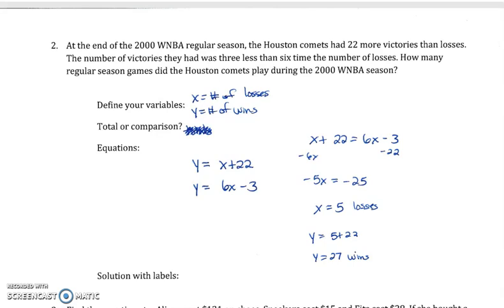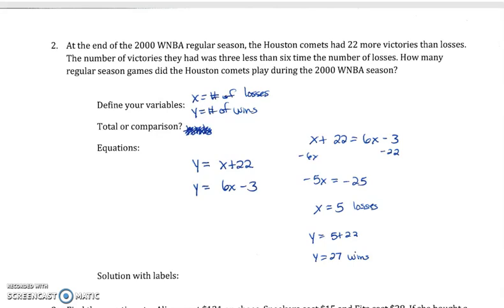In theory, you could go ahead and graph this one, although you'd have to graph all the way up to a 22 on your y-axis, which is a little bit high. I chose to do substitution. I took the x plus 22 and plugged it into the second equation, set them equal to each other, and solved. So they have 5 losses and 27 wins.